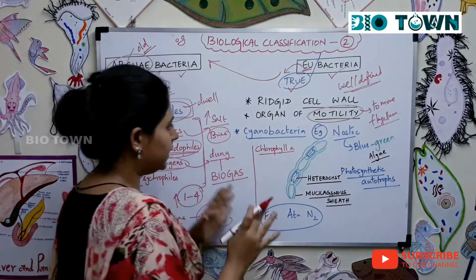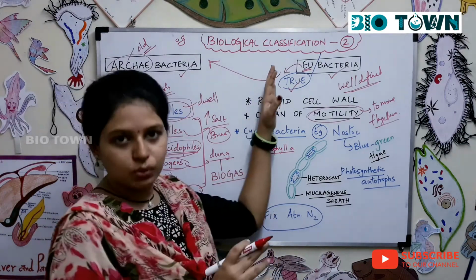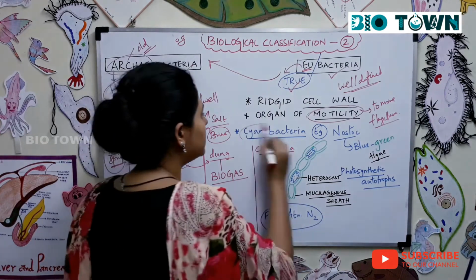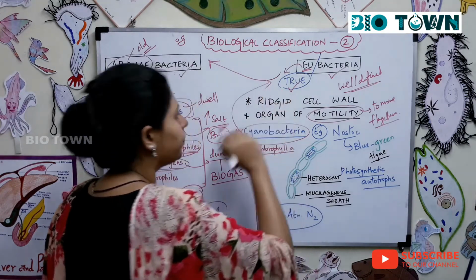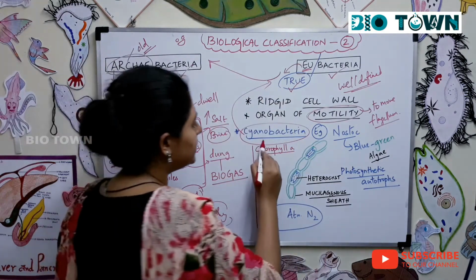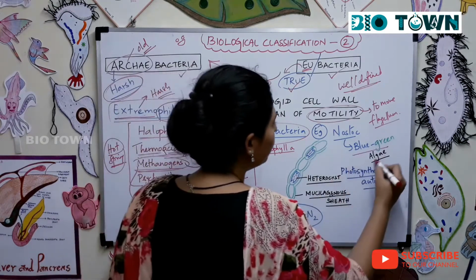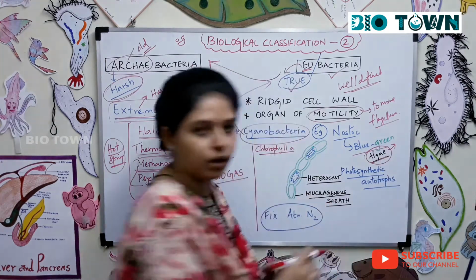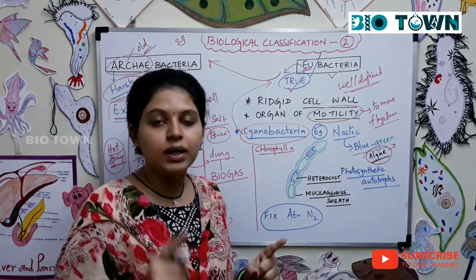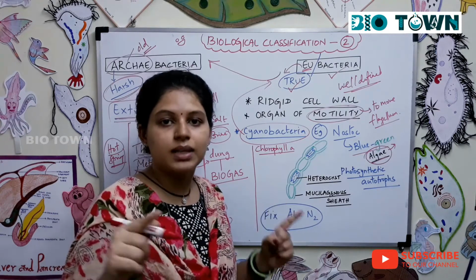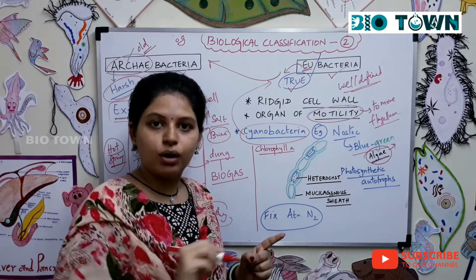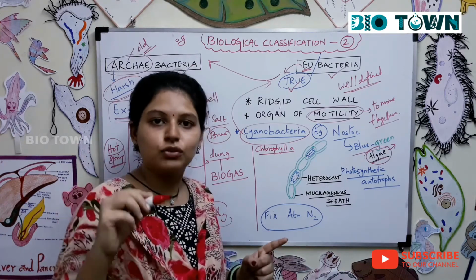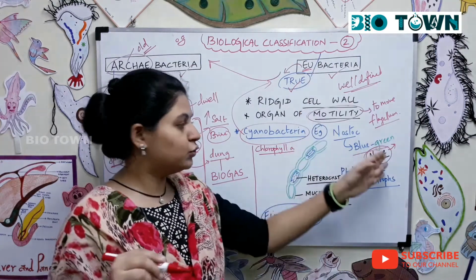Next, one distinguishing example we are going to talk about in eubacteria. There are many divisions in eubacteria, but in today's class we'll deal with cyanobacteria, which is one such eubacteria. This cyanobacteria is called blue-green algae. You call it algae, but they do not belong to algae. You have to remember that. Sometimes in competitive exams, they might ask whether blue-green algae belongs to eubacteria, archaebacteria, or algae. You have to always choose eubacteria, never choose algae.